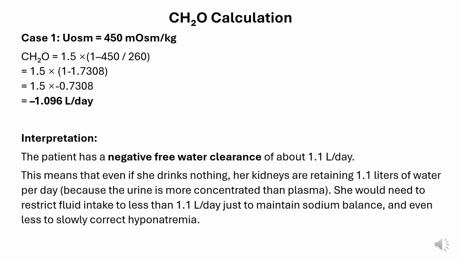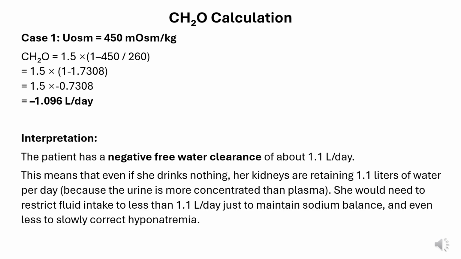CH2O calculation, case 1. Uosm equals 450 mosm/kg. CH2O equals 1.5 times (1 minus 450 divided by 260), which is 1.5 times (1 minus 1.7308), equal to 1.5 minus 2.596, which is equal to minus 1.096 L/day.